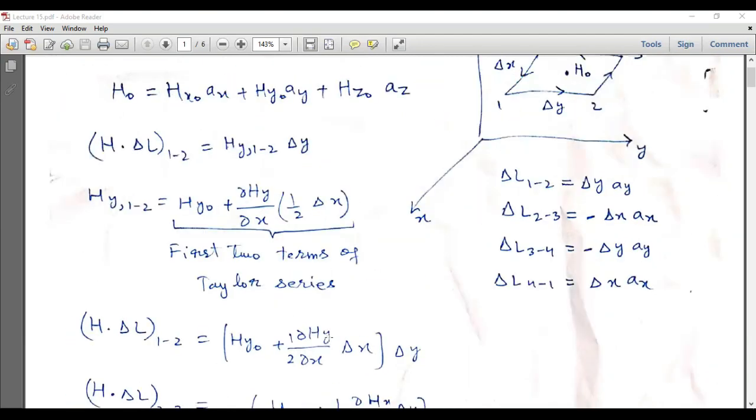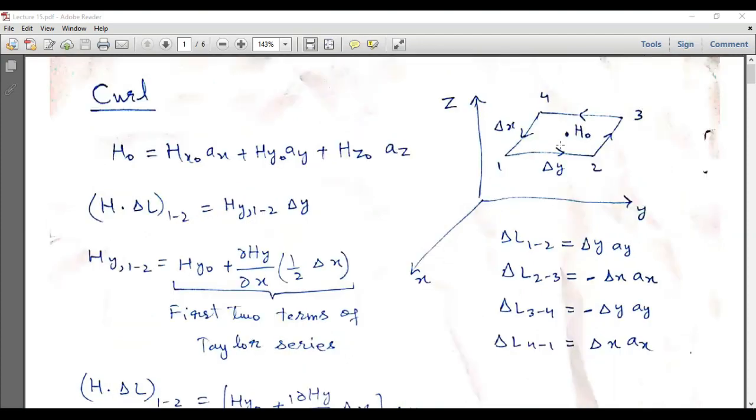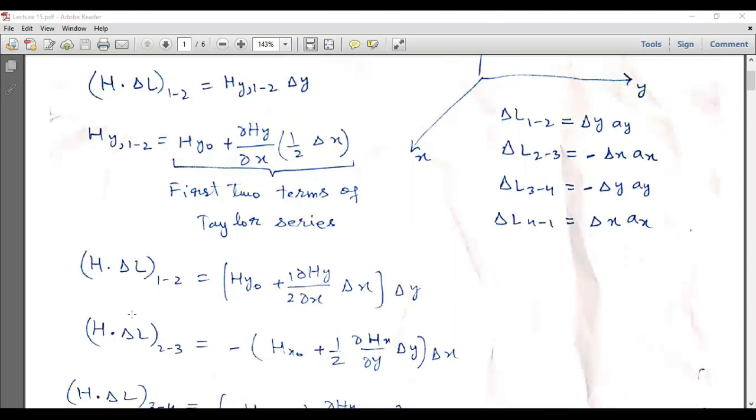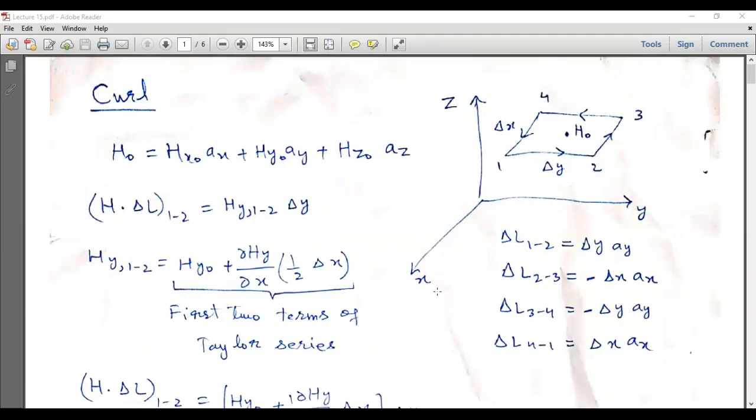Similarly, we can perform the same operation for the other three paths, and H dot delta L from 2 to 3 will be equal to minus Hx naught plus 1 by 2 partial Hx over partial y into delta y into delta x. Okay, so from this path we will have delta x equal to minus delta x, right? So from path 2 to 3 it is actually minus delta x, and this path from 4 to 1 is equal to delta x.